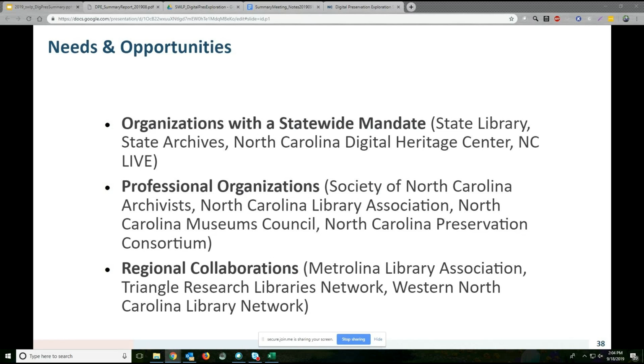And it's not just public libraries working with public libraries, universities partnering with universities. We can cross that line and consider cultural institutions on a more broad scope when we talk about digital preservation. Are there any questions about the needs and opportunities?